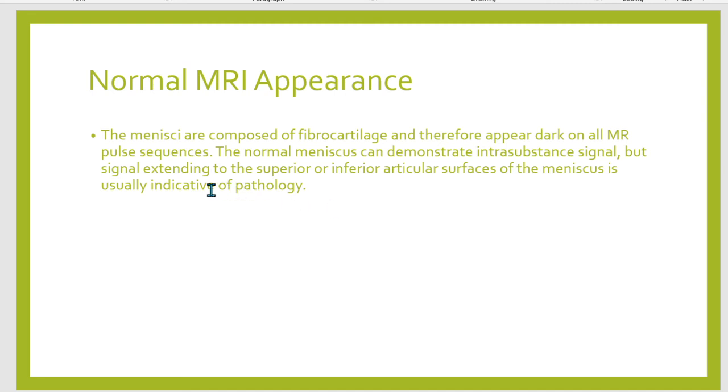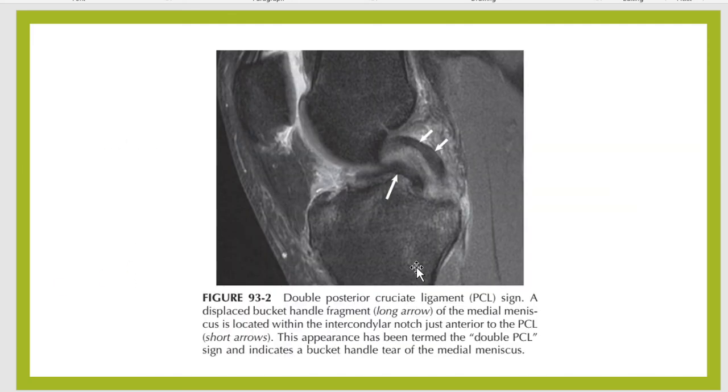So, let's go now to the normal. Basically, the normal appearance on your MRI is black, not white, especially on T2. It is black because the meniscus is not vascular. So this is an example.